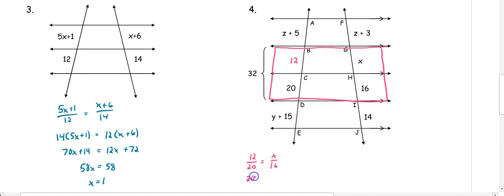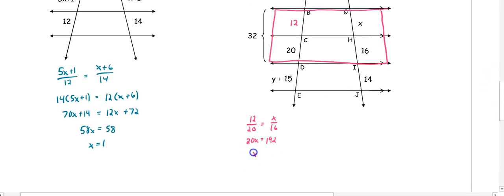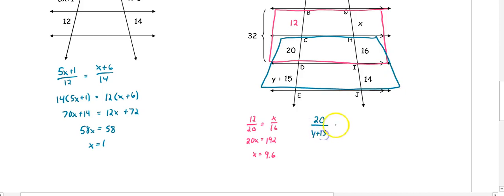So when we cross multiply, we get 20x is equal to 192. So when we divide by 20, we get that x is 9.6. Then we can solve for y using the bottom four sections. So we would have 20 over y plus 15 is equal to 16 over 14. So when we cross multiply, 16 times y plus 15 equals 20 times 14, which is 280.